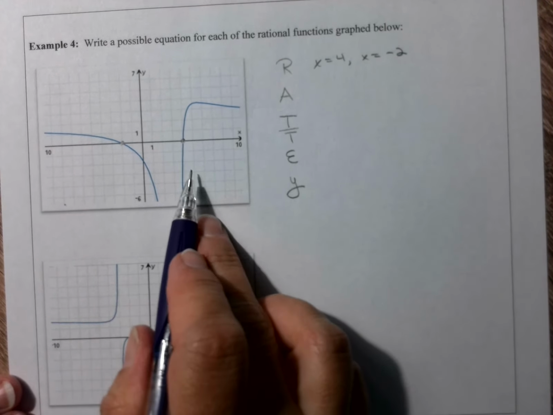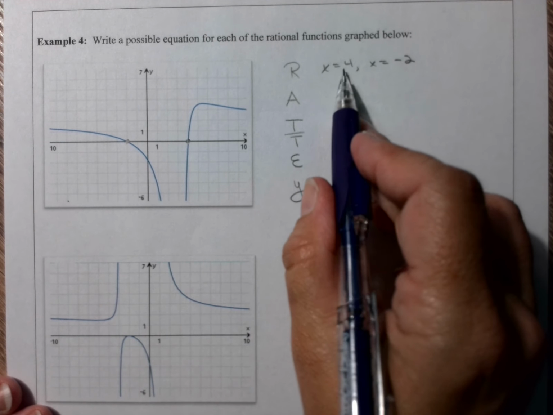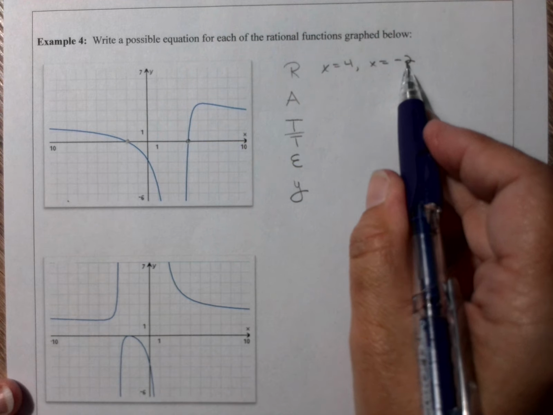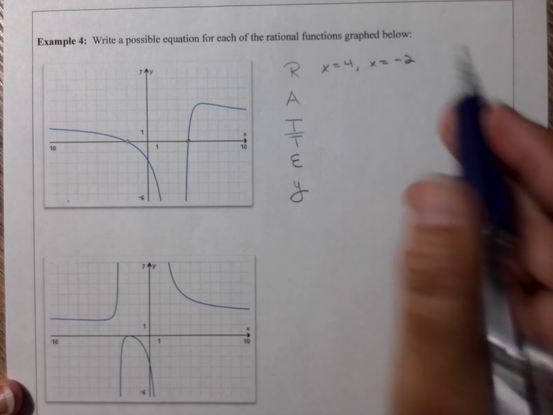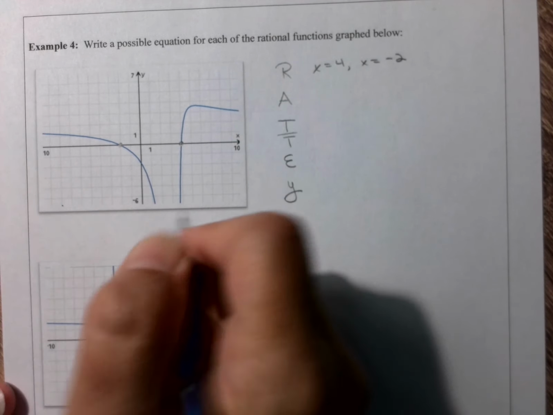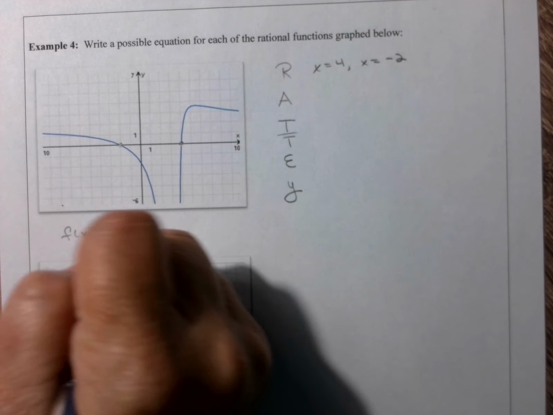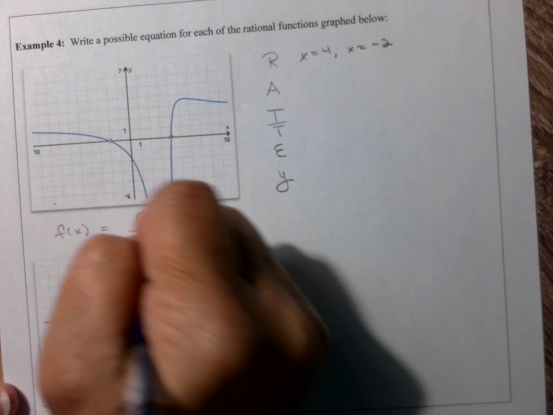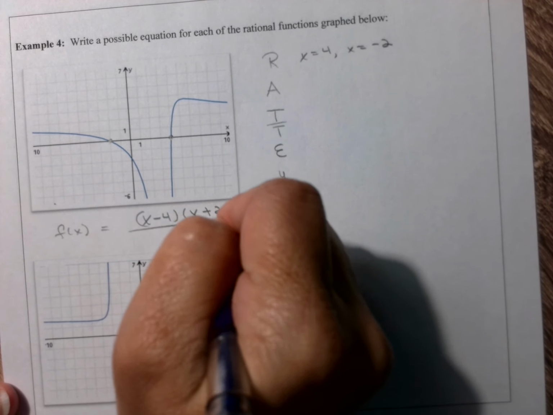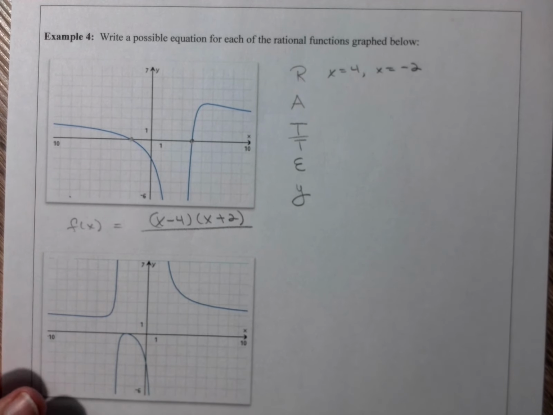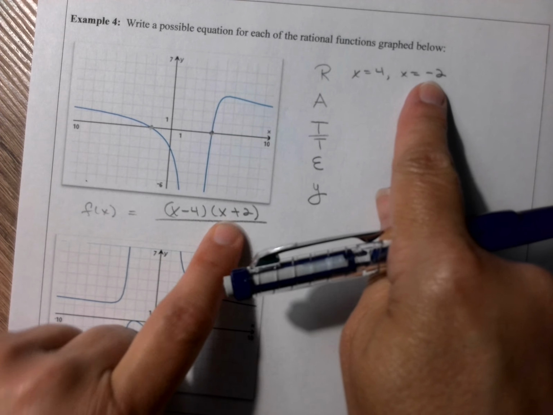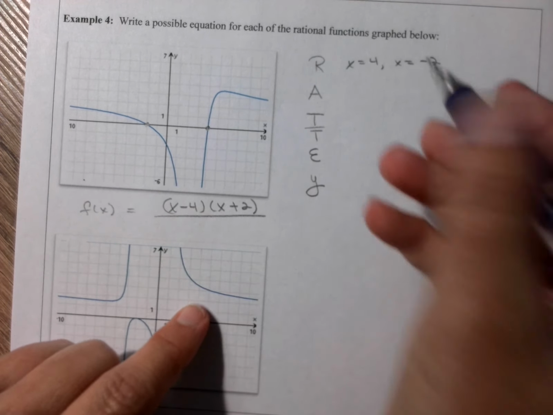What that's going to mean for the function here is that if I plug in 4, my numerator is going to be 0. If I plug in -2, my numerator is going to be 0, which means the numerator, I'll just call this f of x, is going to be x minus 4 and x plus 2. At least part of the numerator is going to have those factors, because if I plug in these numbers, that's going to make those 0.